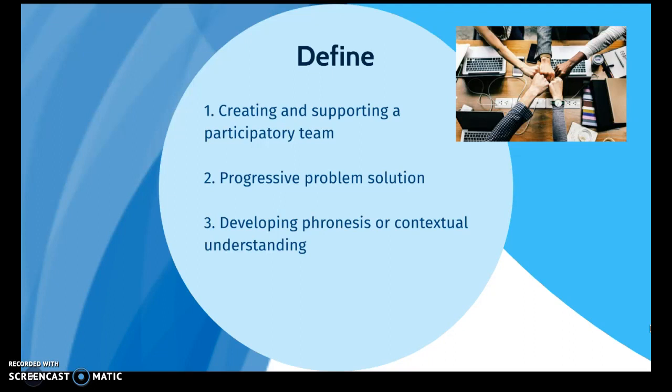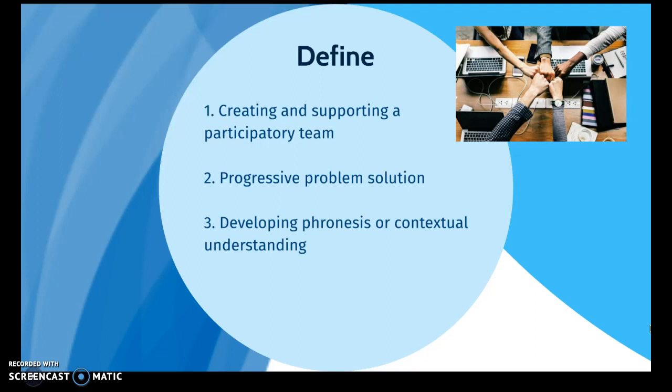The second is progressive problem solution. The traditional ID models can be said to tackle one step at a time before moving on to the next. Feedback loops occur when you get feedback on the product of that stage before moving on to the next. In the R2D2 model, Willis strives to avoid these feedback loops or reframe how we view it.